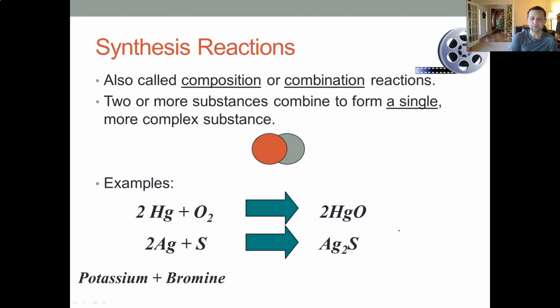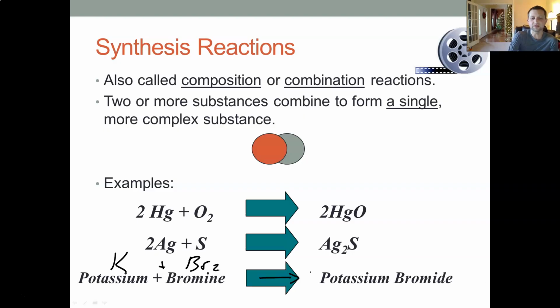Potassium plus bromine. If you're writing the formula for this, potassium is obviously K. Bromine ends in -ine, so it should stick out to you as one of our diatomics, Br2. Yields another metal plus a nonmetal here. This will make a basic salt, so potassium bromide is our answer.